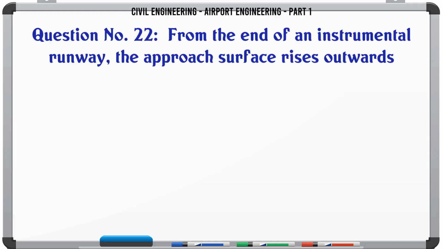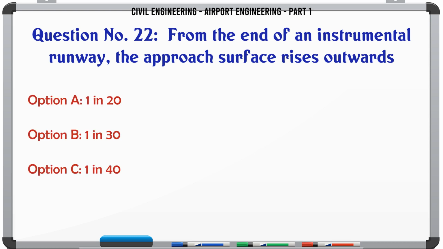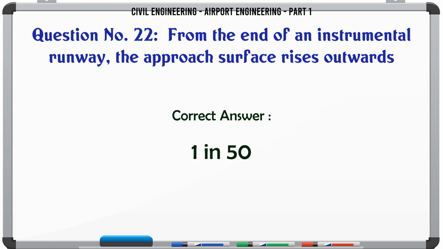From the end of an instrumental runway, the approach surface rises outwards: A. 1 in 20, B. 1 in 30, C. 1 in 40, D. 1 in 50. The correct answer is 1 in 50.